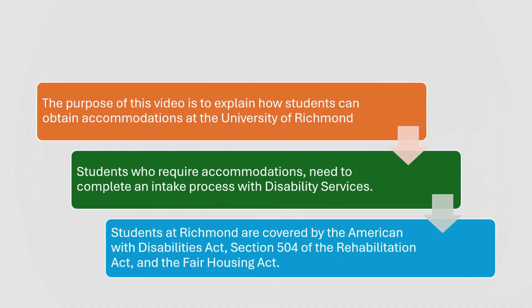So the first step you have to understand is that it is your responsibility under the Americans with Disabilities Act to disclose. It's a little bit different than the K-12 setting where it's the school's responsibility. In the higher education setting, it is the responsibility of the individual seeking accommodations, which means that you have to go through us to get accommodations. We're not going to know that you have a disability unless you tell us, right? Students at Richmond are covered by the Americans with Disabilities Act, Section 504 of the Rehabilitation Act, and the Fair Housing Act if you're seeking housing accommodations, right?